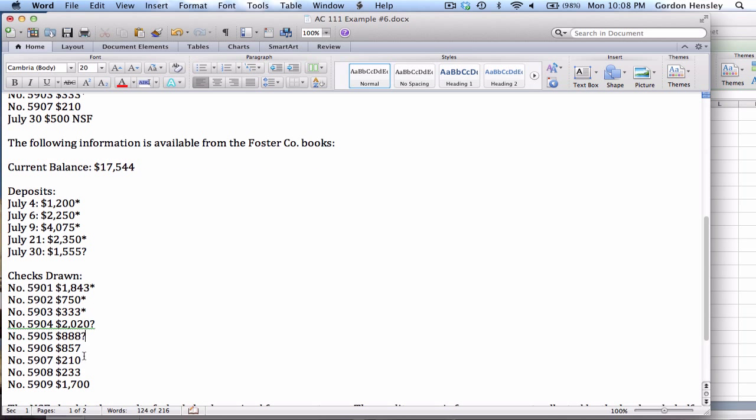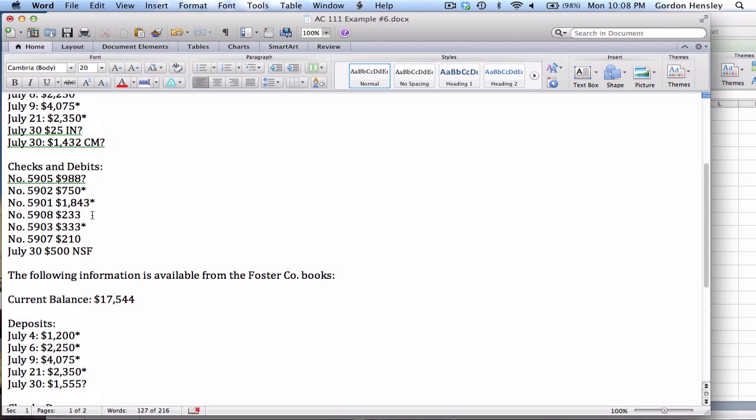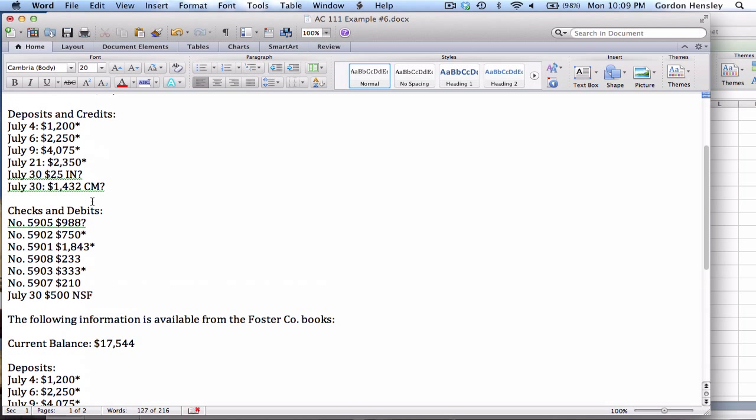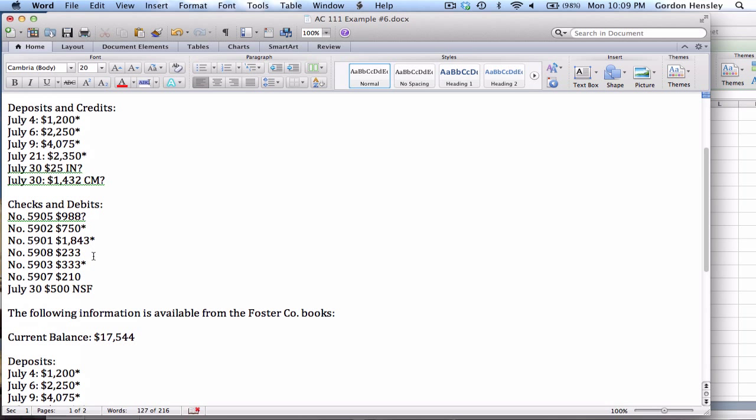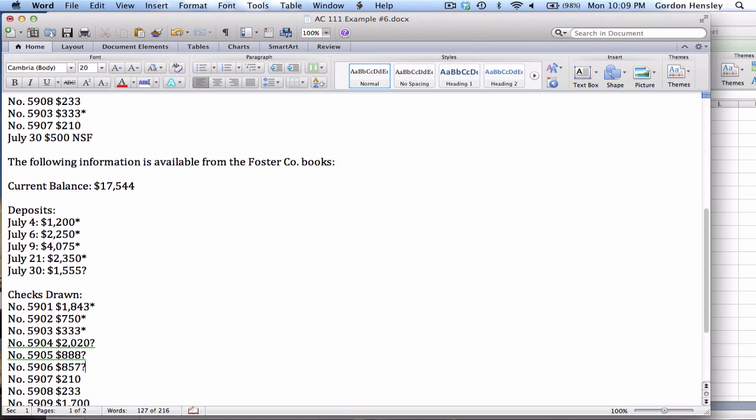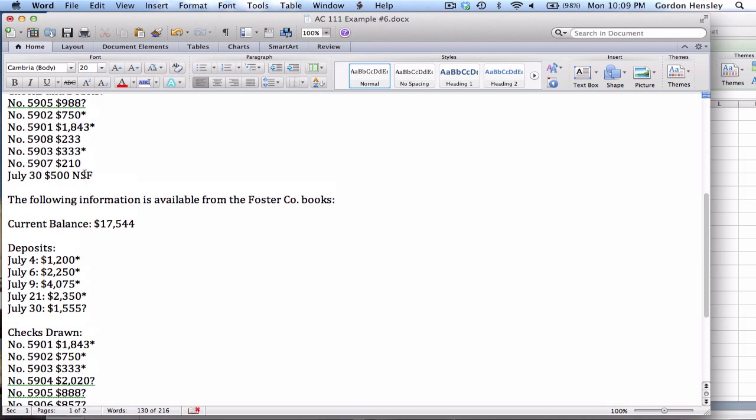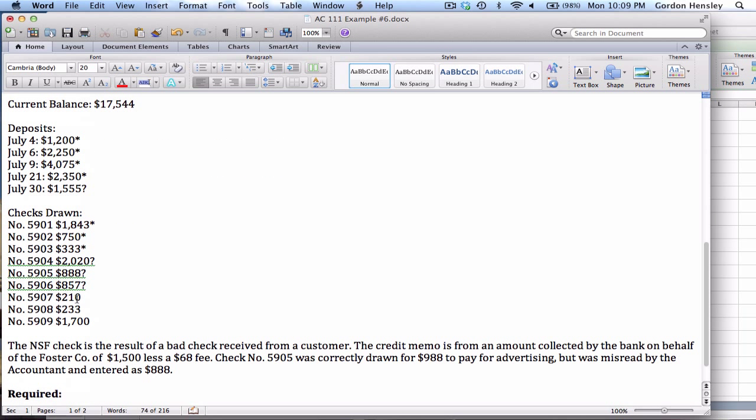Then I've got check number 5,906 for 857. I see up here, do I see that one? A check for 857. I don't see that one. So that's another outstanding check. Then I've got check number 5,907 for 210. Is that one matching up? I do see that one, 210. I'll put an asterisk there.